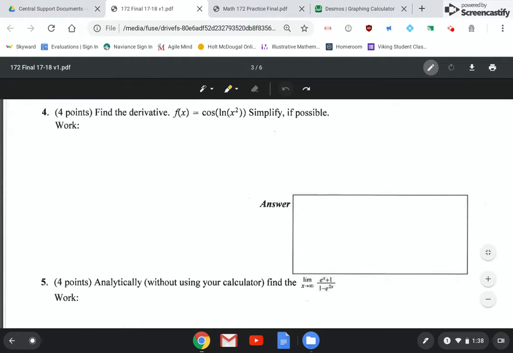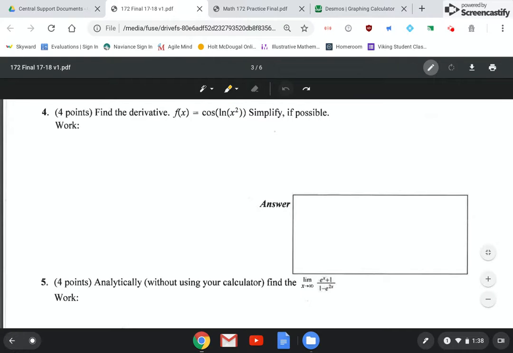Okay, in this video I'm going to do question 4. Question 4 is a little bit tricky, and I'm going to do my very, very best to show my work. So find the derivative of f of x equals cosine of ln of x squared. What we have here is a chain rule inside of a chain rule.